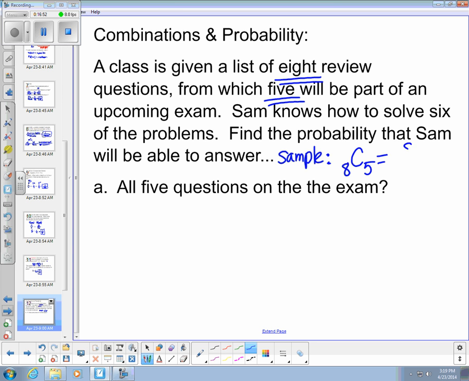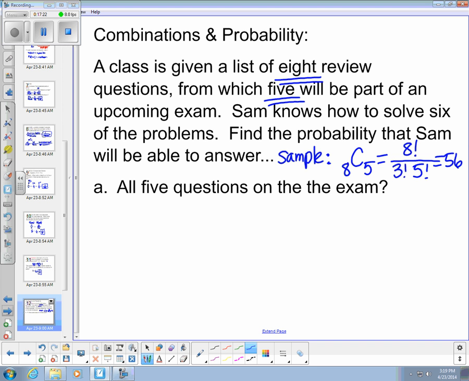To work that out, again, it would be 8 factorial over 8 minus 5, which is 3 factorial, times 5 factorial. Okay, and when you work that out, you come out with 56. Use your formula. If you don't know how to get the 56, ask me tomorrow in class. Put a question mark beside that and ask. So our sample space is 56, and that is going to be our denominator for these problems.